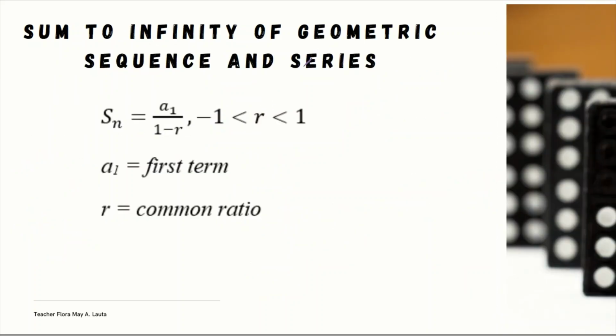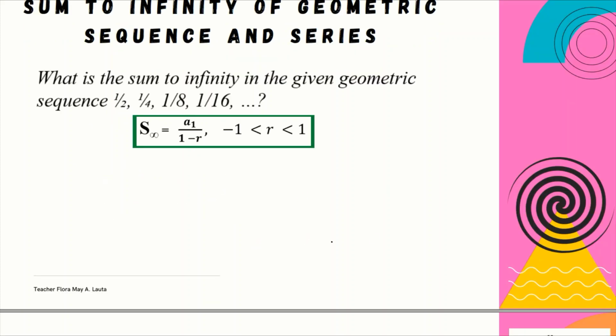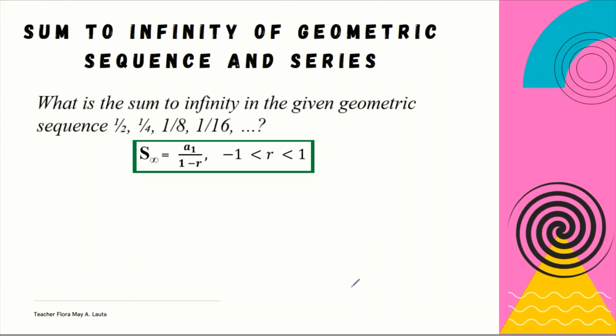Okay, so sum to infinity of geometric sequence and series. This is possible only when r is less than 1 but greater than negative 1. So we are going to use the formula S sub n is equal to A sub 1, the first term, divided by 1 minus r. And again, A sub 1 is first term and r is the common ratio. Let's have an example. What is the sum to infinity in the given geometric sequence 1/2, 1/4, 1/8, 1/16?